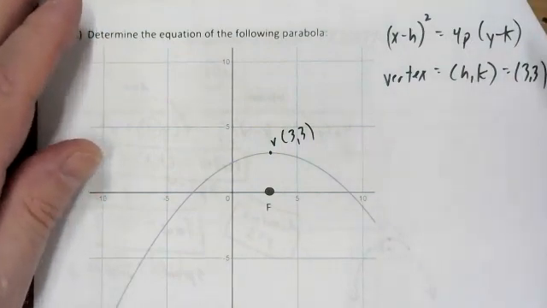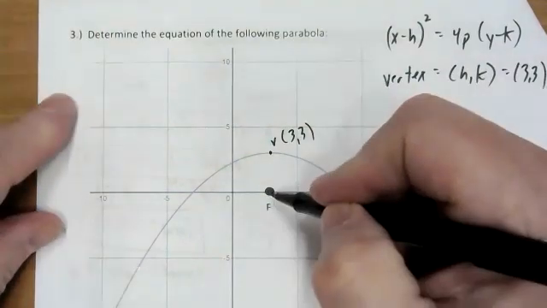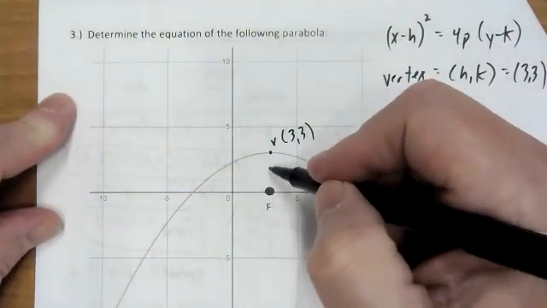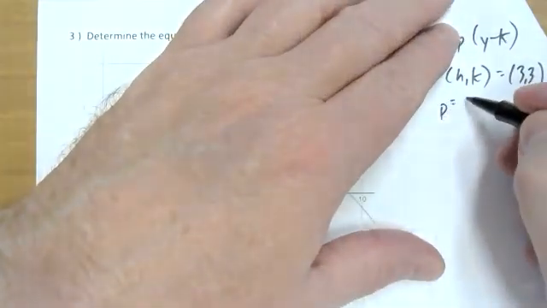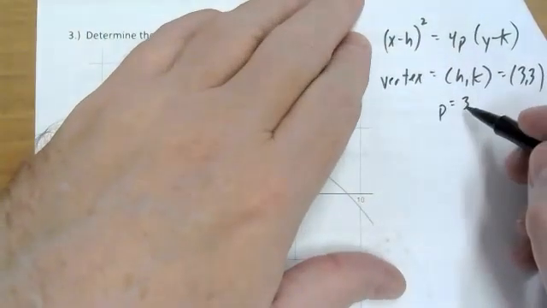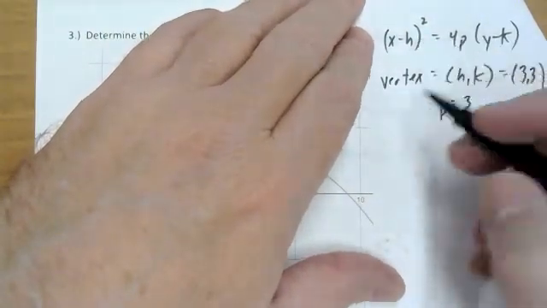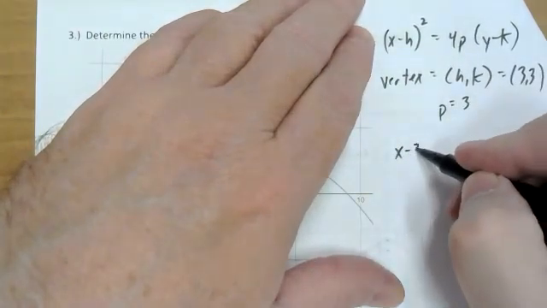Well, p is the distance between the focus and the vertex. So from here to here is the distance of 3. That means p is 3. So now I can plug p and h and k in here. So x minus h is 3.